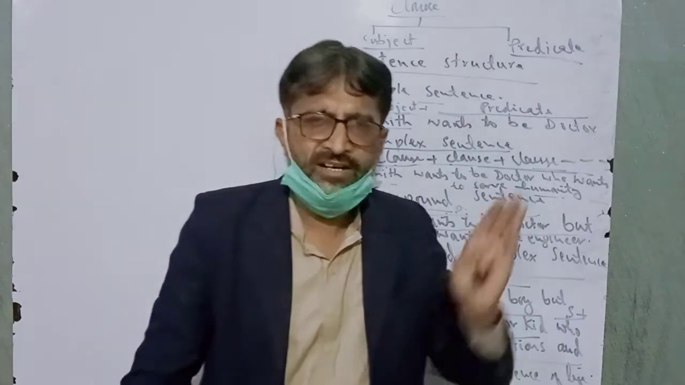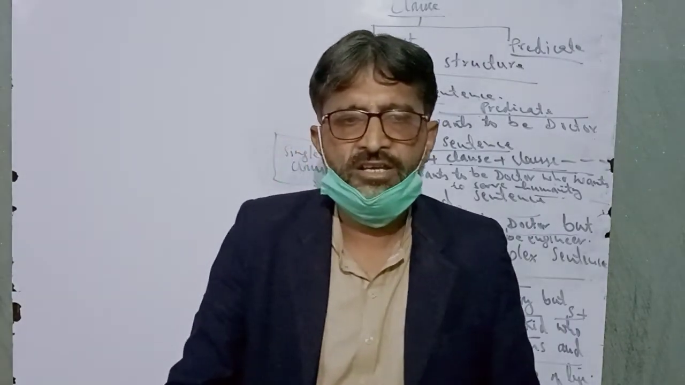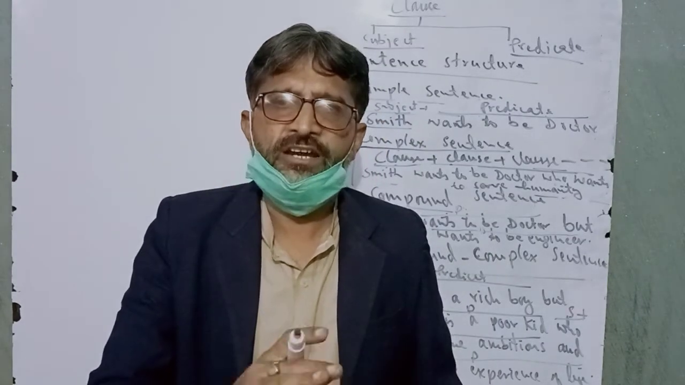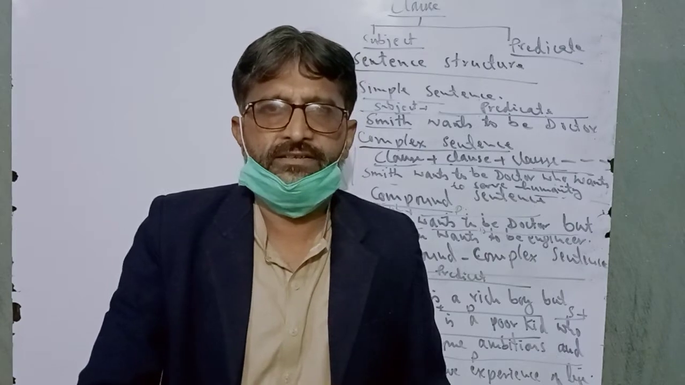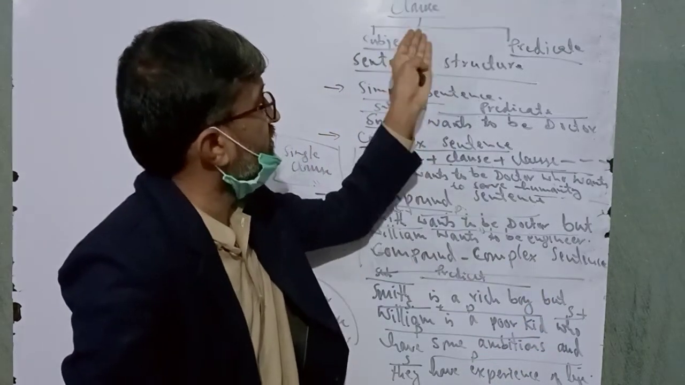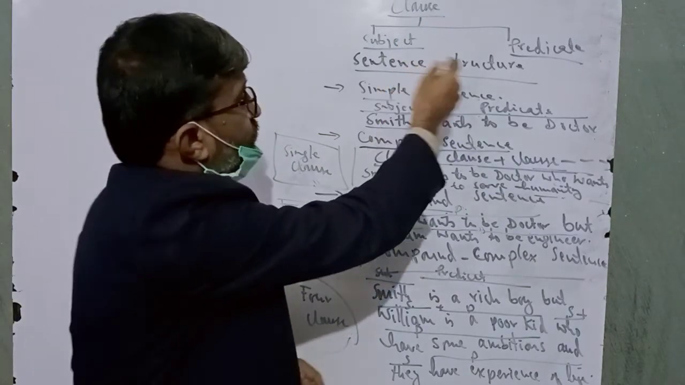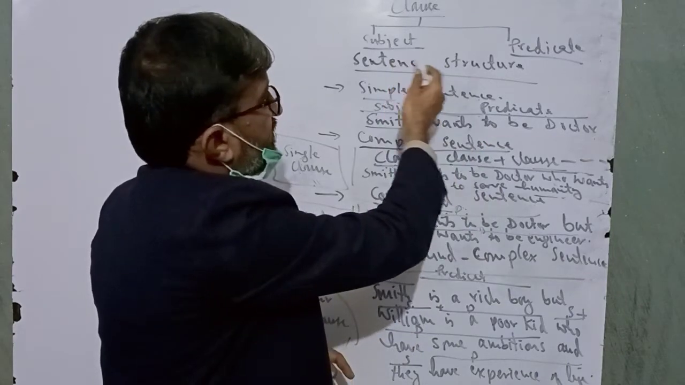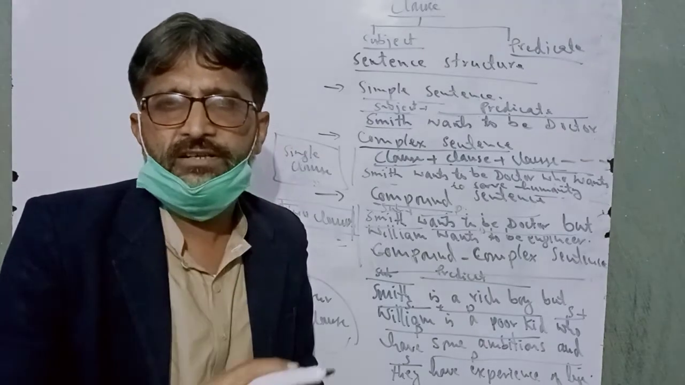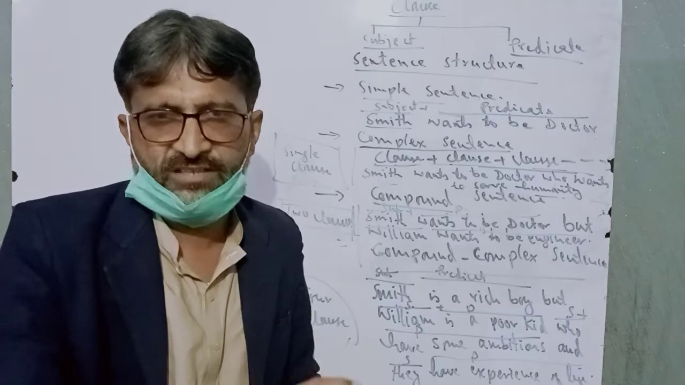And after that, what is a predicate? A predicate is that part of the clause which tells us about the subject. That part is called the predicate. Just as you see it has been mentioned here, this is a clause, and the clause is divided into two parts. One is called the subject and the other is called the predicate. That is the structure of the English language. English can be written in this structure.